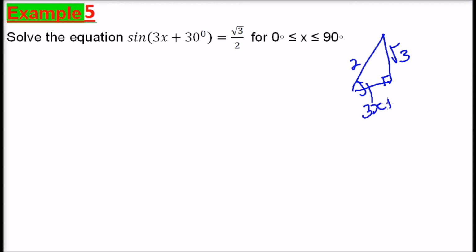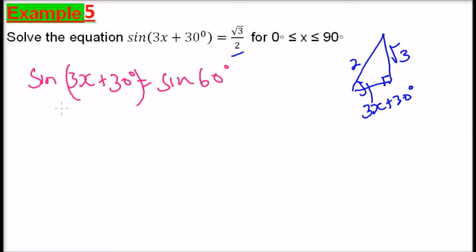This is the angle 3x + 30 degrees. If we use our calculator, we can get that the angle whose sine is root 3 over 2 is actually 60. So what this means is that the sine of (3x + 30 degrees) is the same as the sine of 60.